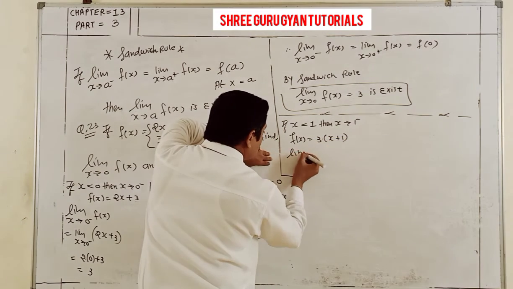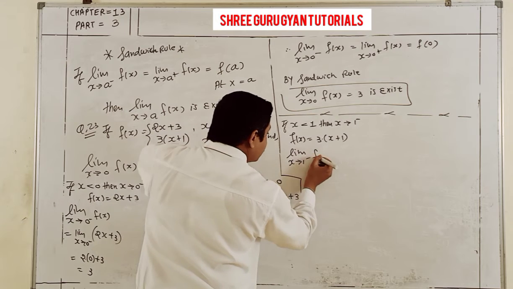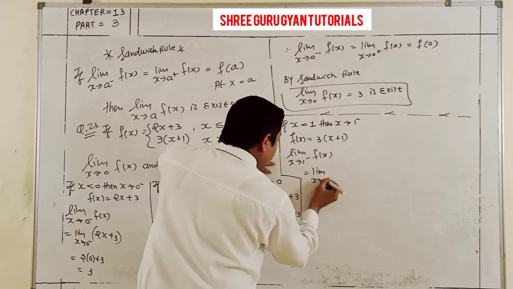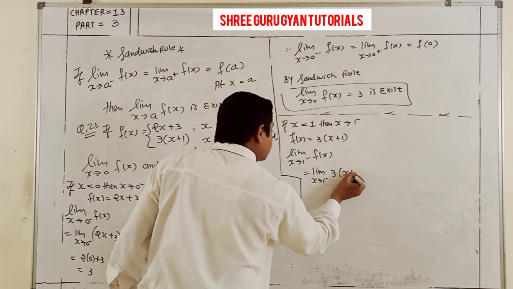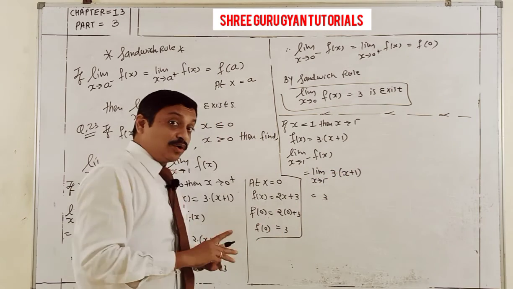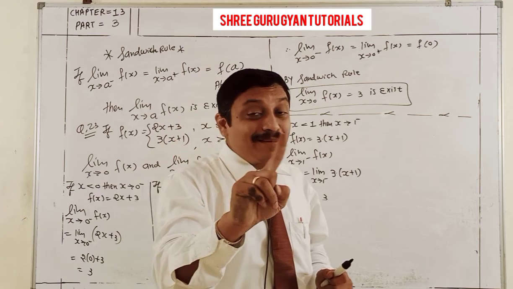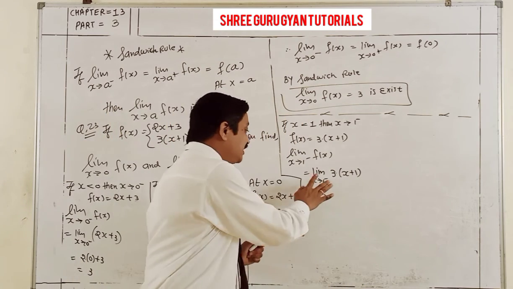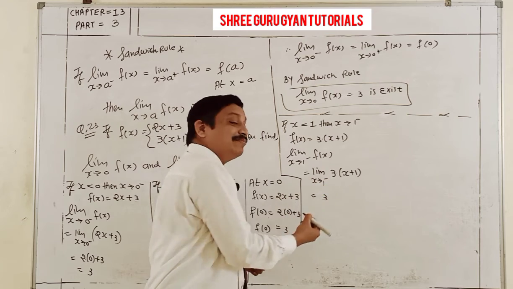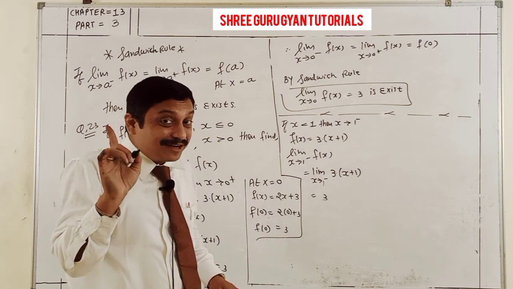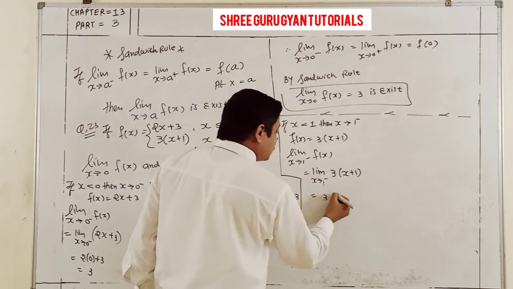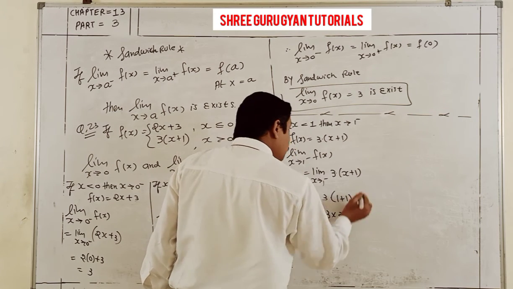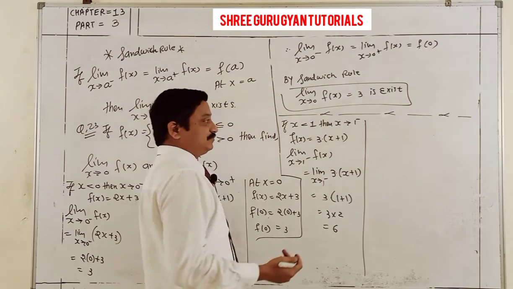So limit x tends to 1 negative of the function, my function is 3 times x plus 1. Students, you put only the number 1, never apply minus 1. Minus here only indicates that it is a left hand side limit. Only put 1, not minus 1. 3 into 1 plus 1, 3 into 2. It is the first data coming.